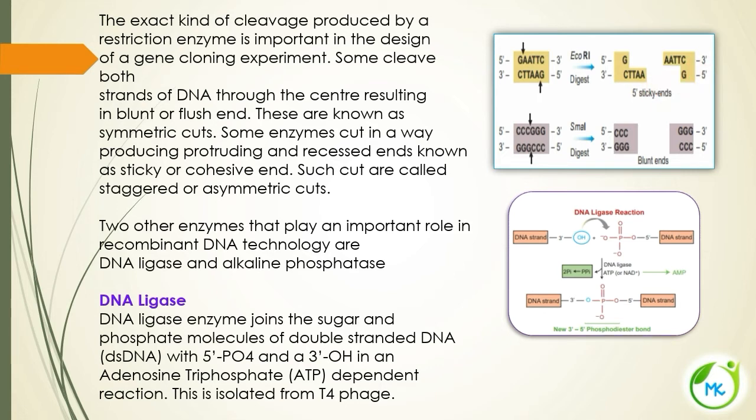So that's it about the blunt end and sticky ends. As I already told you, several enzymes are important for recombinant DNA technology. One such enzyme is restriction enzymes. In that itself, we had two types, exonuclease and endonuclease, and for genetic engineering we are using restriction endonucleases. Out of these restriction endonucleases, we have three types, type 1, type 2, type 3, and the preferred one is type 2. Two other enzymes also play an important role: one is DNA ligase and the other one is alkaline phosphatase.